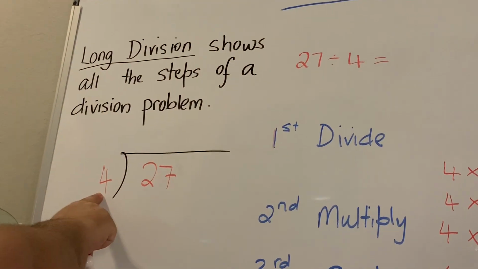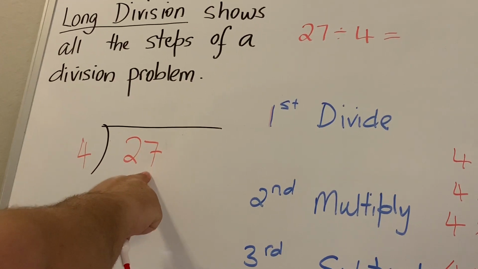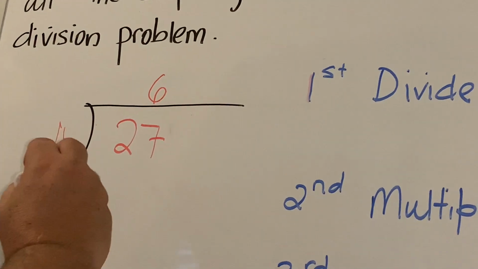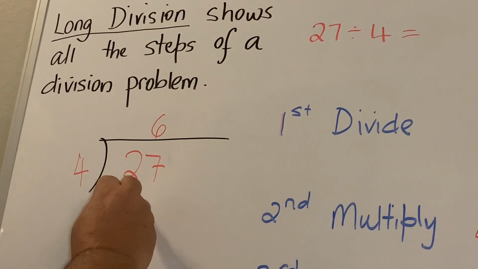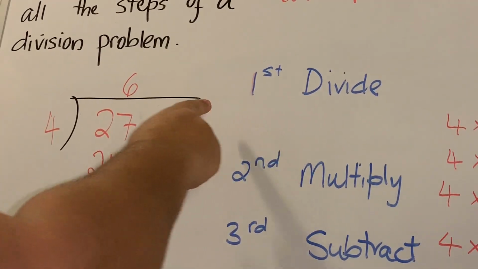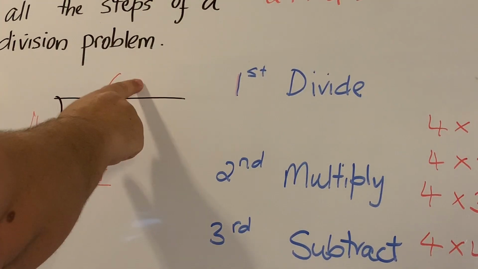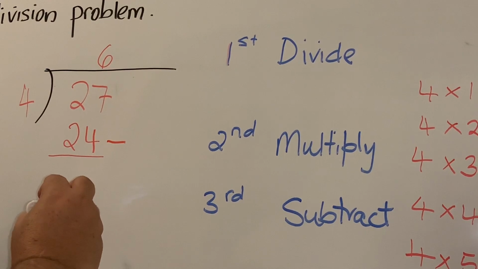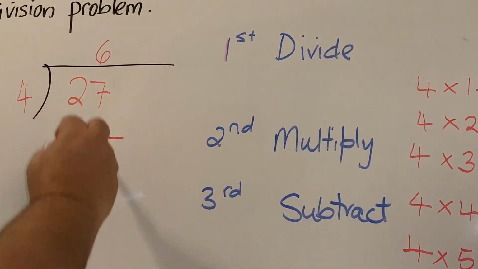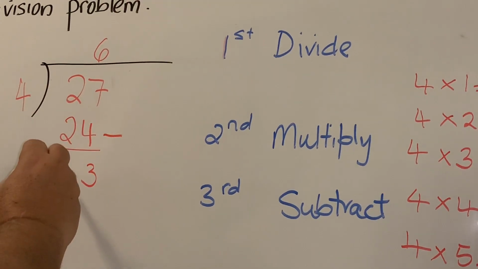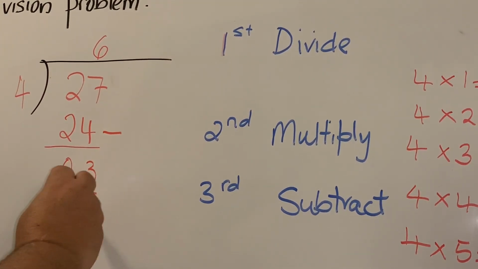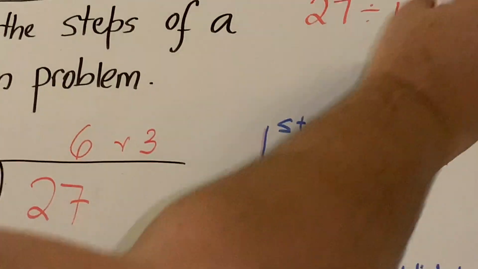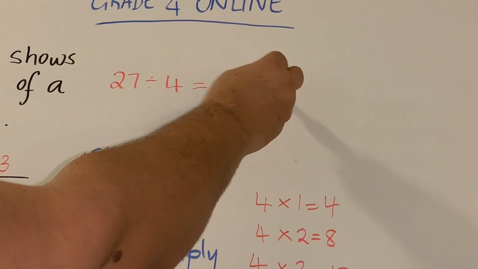And so when we figure out how many times we can take 4 out of 27, we know we can get 6 sets of 4 out of 27. And that would have used up 24 of the stars. So first we divide, then we multiply this 6 by this 4, and we get 24, and then we have to subtract. 4 from 7 is 3, 2 from 2 is 0. So we have a remainder of 3. The answer to this division problem is 6 remainder 3.